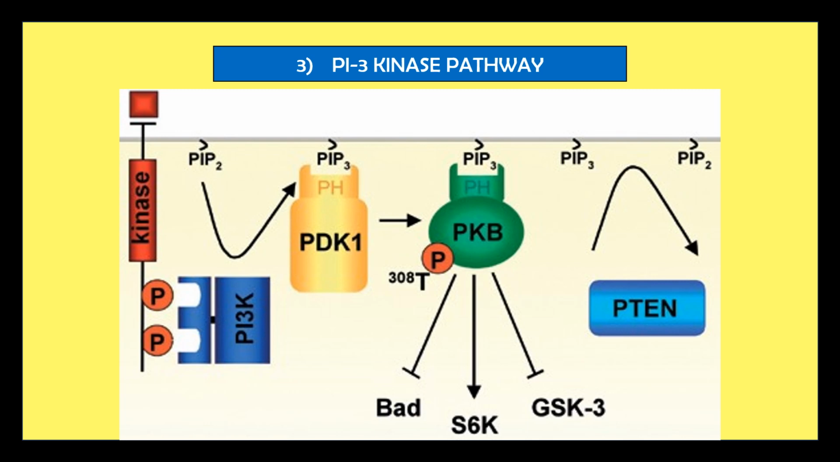So PIP3 also recruits the kinase PDK1, that is phosphoinositide dependent protein kinase 1, to the plasma membrane via binding of its PH domain. Active PDK1 causes phosphorylation of PKB, and the fully activated PKB then dissociates from the plasma membrane and phosphorylates its many target proteins.